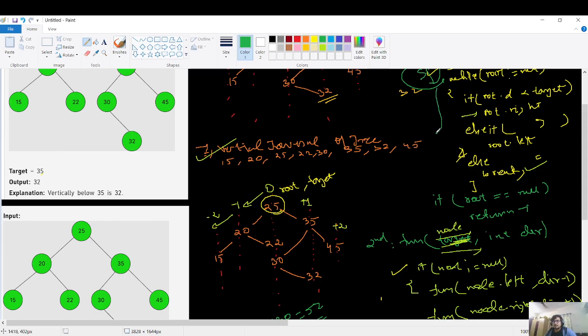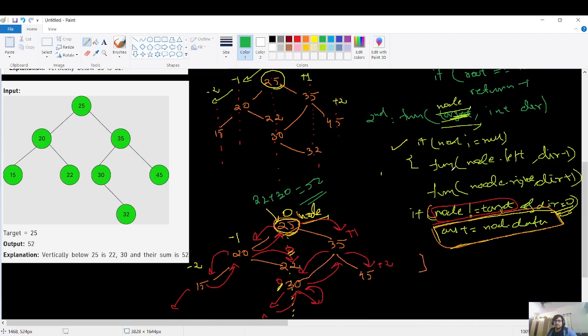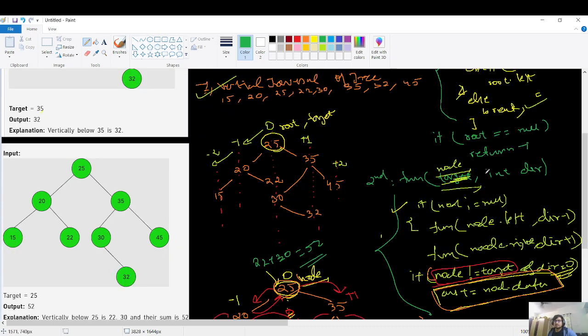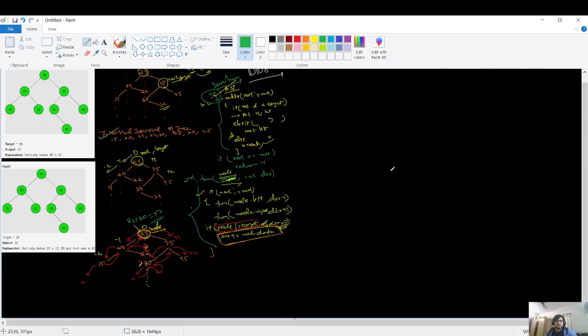So I have explained this code, right? I will not explain it again. And this is the second step, where we make a function call: if the target node is found, then we'll do this thing. Else, if the target node is not found, then we'll return -1, right?